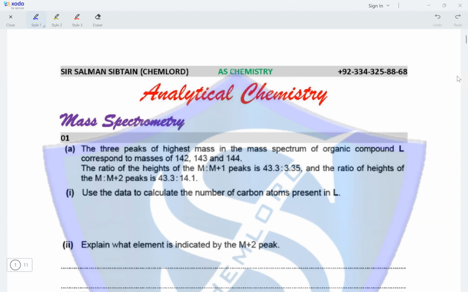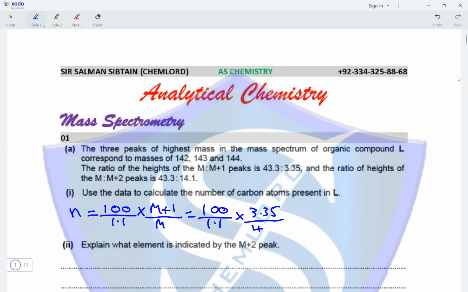So the number of carbon atoms is given by the formula 100 upon 1.1 into M plus 1 peak upon M peak height. So this would be 100 upon 1.1 multiplied by 3.35 upon 43.3, giving us a value of 7.03, which is rounded to 7, as the number of carbon atoms will be a whole number. So 7 carbon atoms are present in this compound.